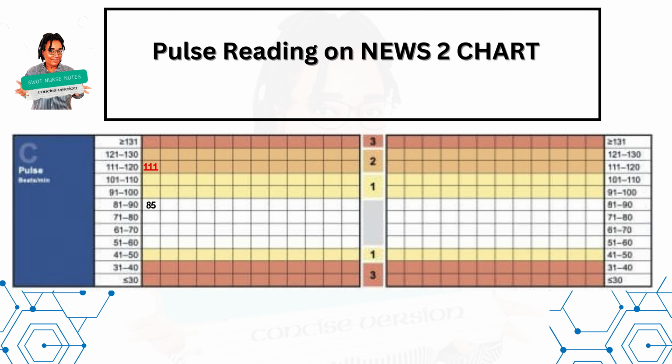Example 2. A reading of 111 beats per minute. Where would you place this reading? As seen on the chart in red, this reading would fall in the range, row, of 111 to 120 beats per minute. Please note the score at the end of this row is 2. I hope this was all clear.